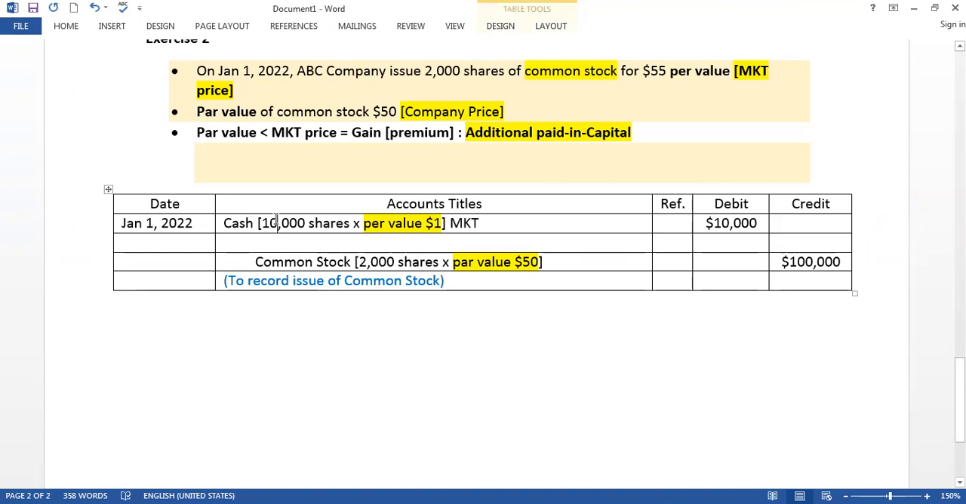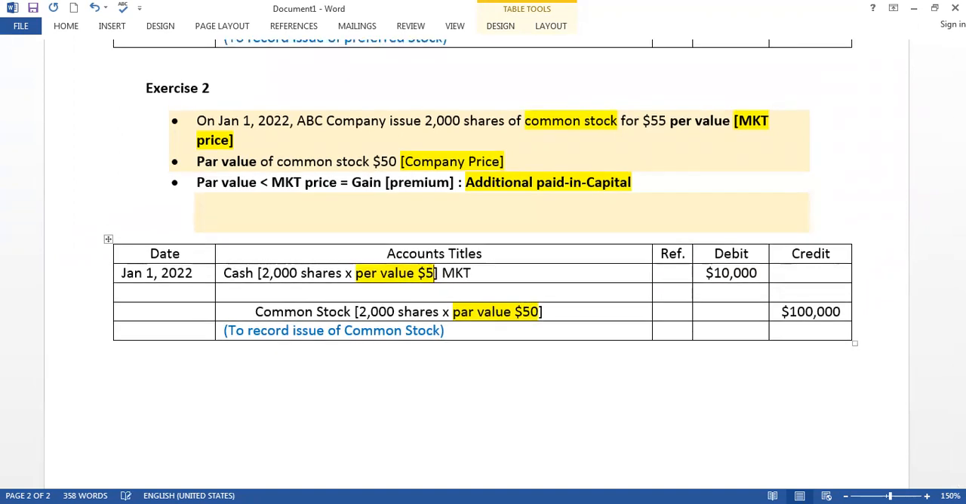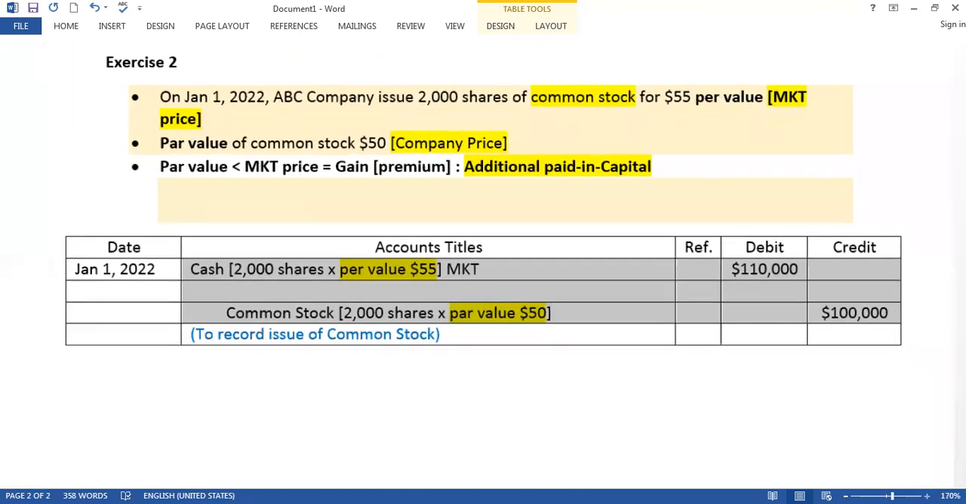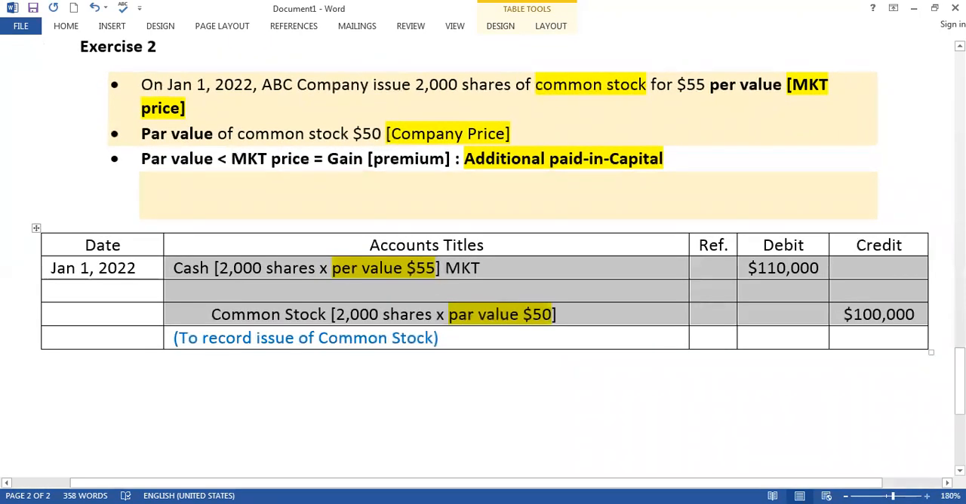Now, how much cash do we receive? We sell 2,000 shares, and from the market we receive $55 each. It is $110,000. Do you understand up to here? Our common stock price is $100,000, right? But when we sell it in the market, we receive $110,000. That means we have a gain, and as we have a gain, we cannot use this word.